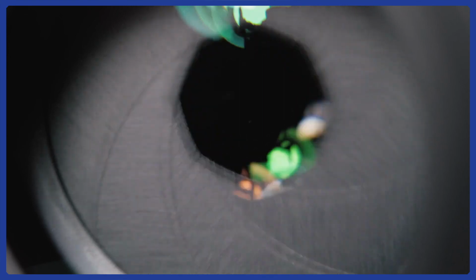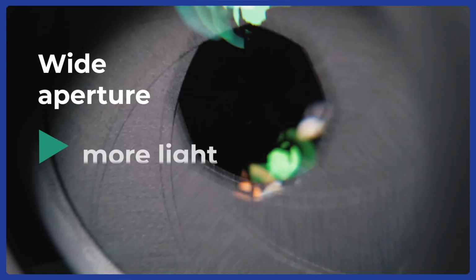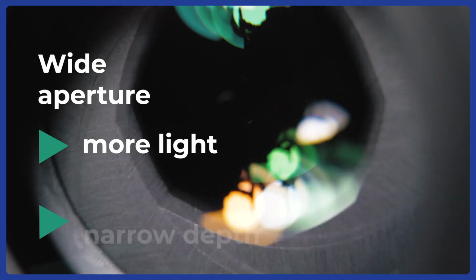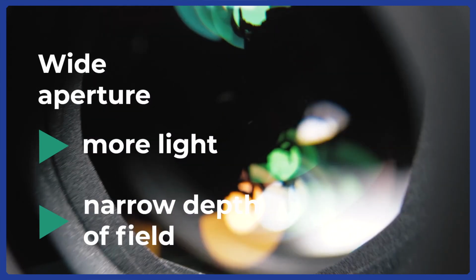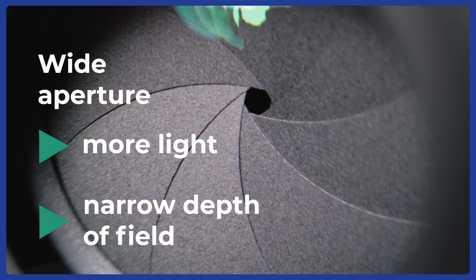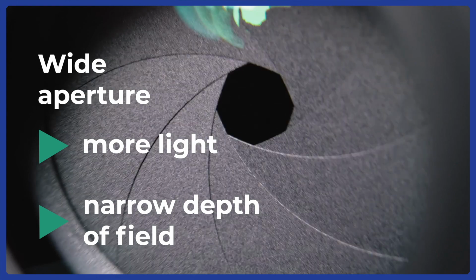Aperture relates to the size of the opening of your camera lens. The wider the aperture, the more light is let in and the narrower the depth of field for your image. This means when your subject is in focus, the background will be blurry and out of focus. Let's take a look at some examples.